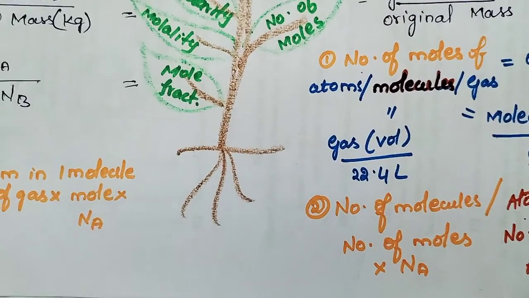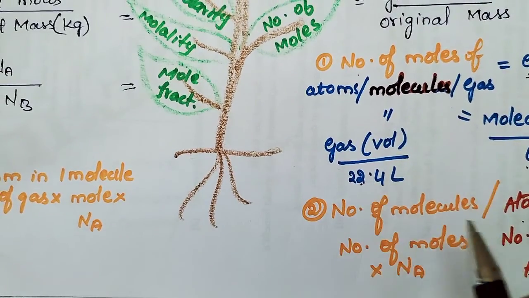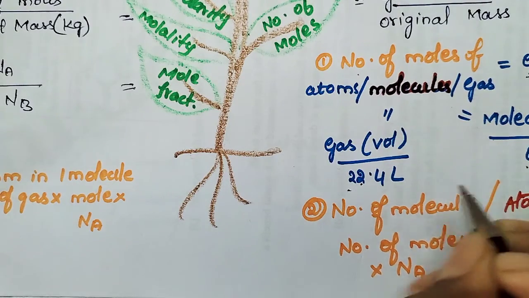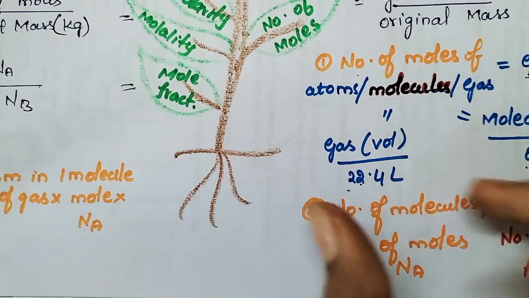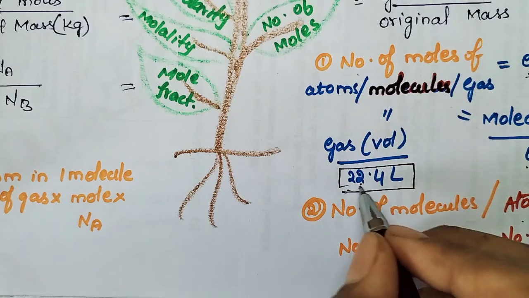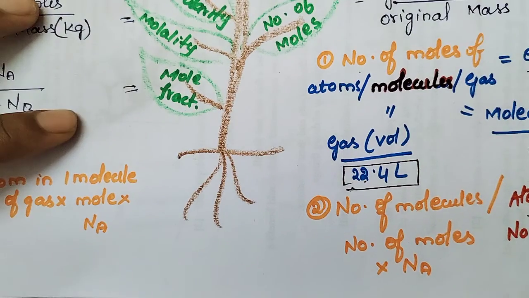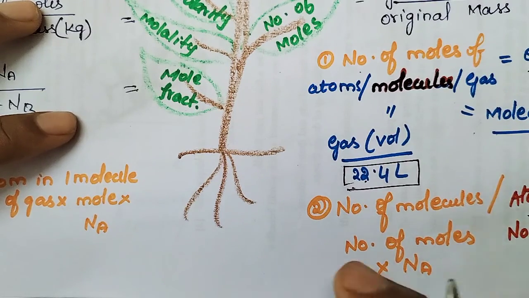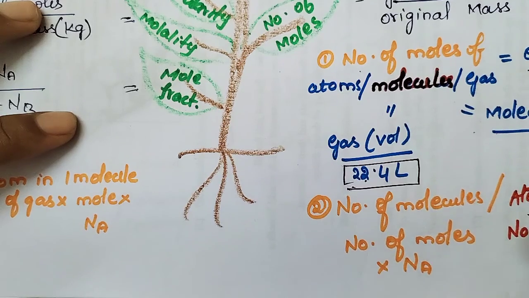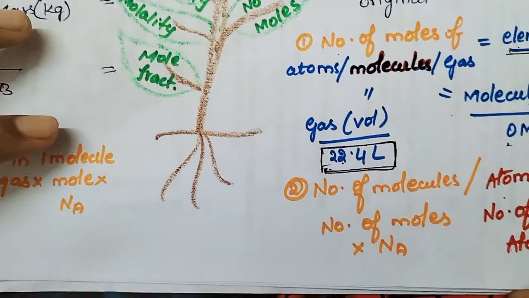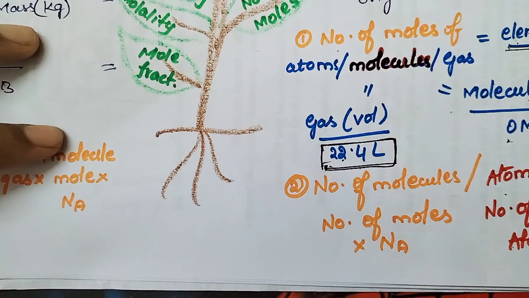The special case is for gas, because we will calculate them in volume. Instead of that, 1 mole we will take as 22.4 liters. In solids and liquids this is constant, that is 1 mole will contain 6.02 into 10 to the power of 23. Likewise, 1 mole of gas occupies 22.4 liters. Okay, so this is how the number of moles will be calculated.